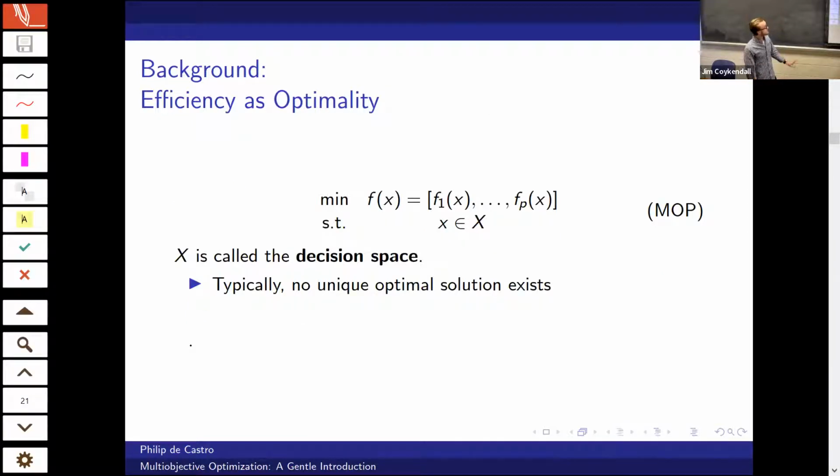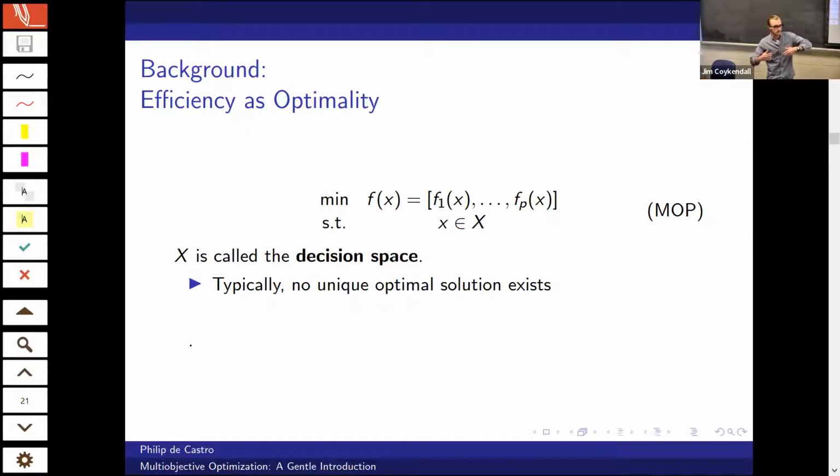So typically, in the context of multi-objective optimization, because we usually use these types of problems to model actual decision making, we'll call the feasible region, the set of our constraints, the decision space. And in general, we typically don't have a unique optimal solution. You're going to end up with multiple, because we're thinking about objectives that conflict with each other.